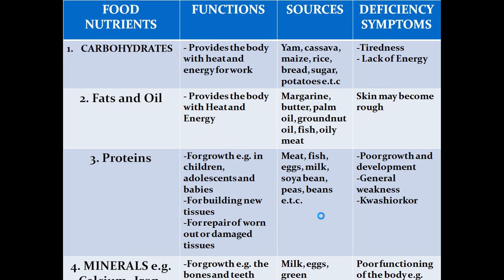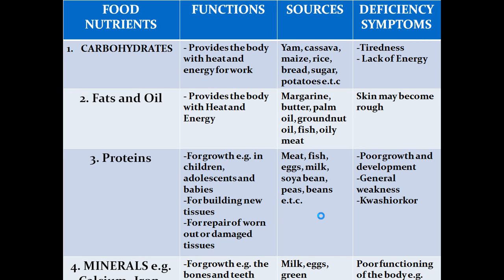Now let's look at the sources of proteins. The sources of proteins are meat, fish, eggs, milk, soya beans, peas, beans and so on. We have other ones that we cannot mention now. So these are the sources of proteins. Make sure you eat good enough protein food. Eat beans, eat meat, eat egg, eat all these things. Protein helps you to grow well.